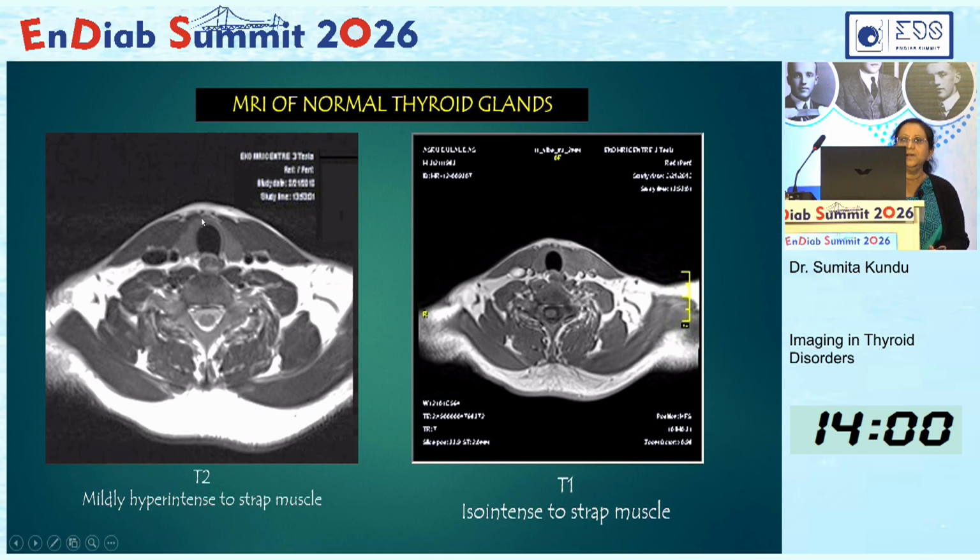MRI is not very frequently asked for thyroid lesions, but when we get them, a normal thyroid would show mildly brighter signal intensity than the strap muscles in T2 weighted images, and would be iso-intense to strap muscles in T1 weighted images.